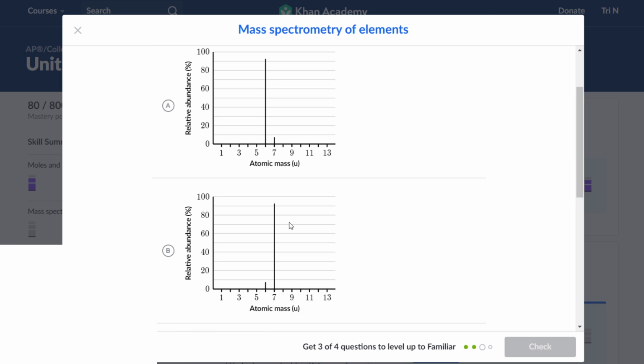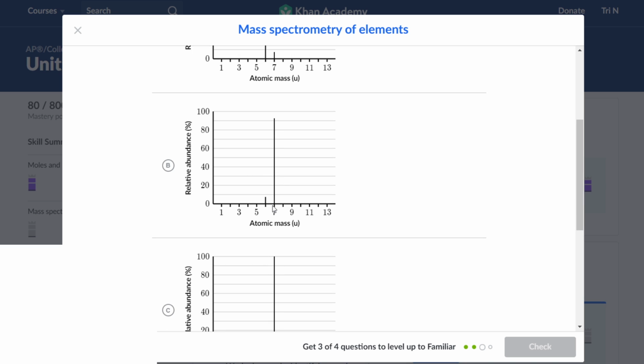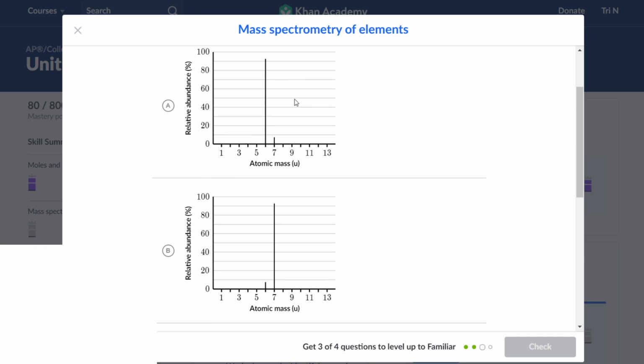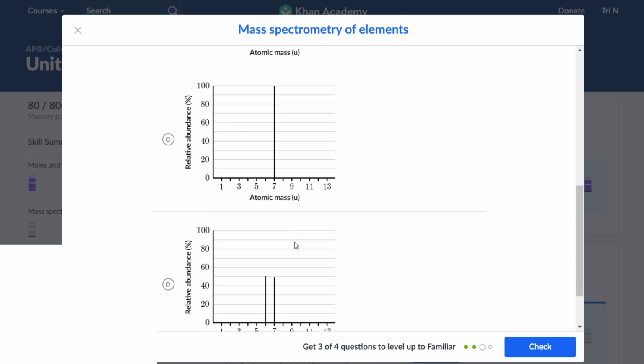Let's check B. With B, we have 6 with very low relative abundance, but 7 has a very high relative abundance. So B would be right because it leans towards 7. It's not 7 exactly, it's 6.94, because we have some 6 in there, and it averages out so that it will be a little bit less than 7, but it will lean towards 7. So B would be right. Let's check C and D.